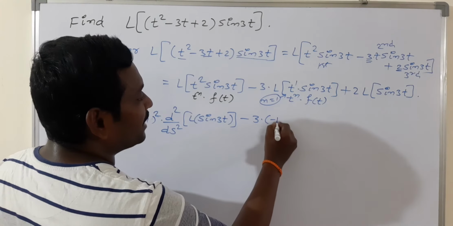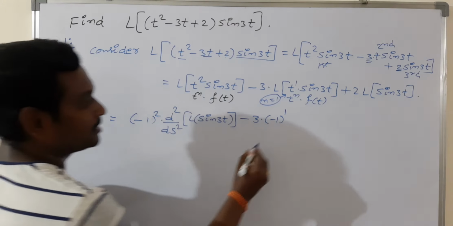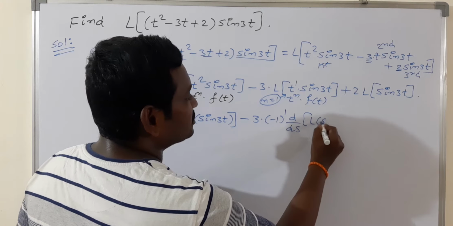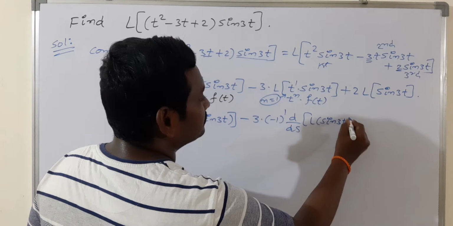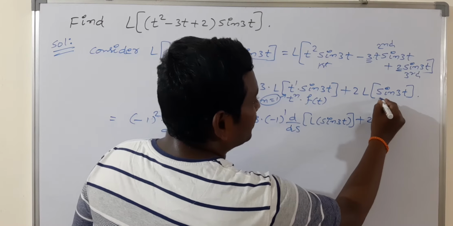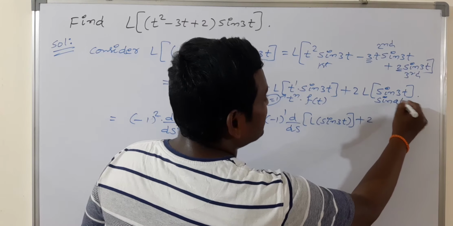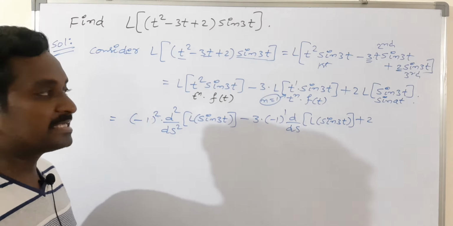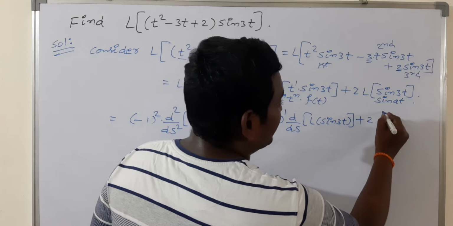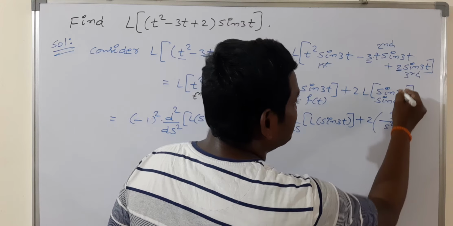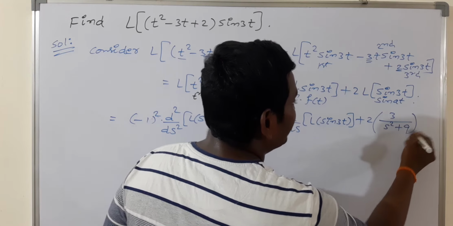3 into minus 1 whole power 1 d by ds of Laplace transformation of sin 3t plus 2 into, clearly, the last one is in the form of sin at. The last part is in the form of sin at. That's why you can write as 3 by s square plus a square. a is nothing but 3. That's why you will get 9.